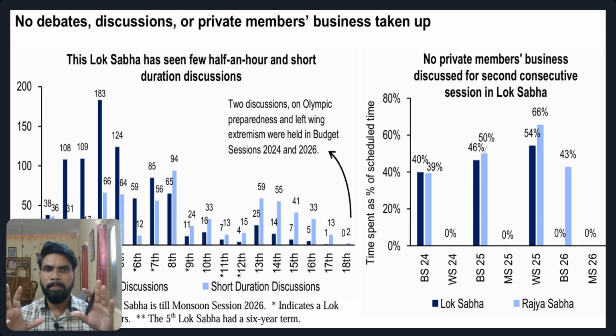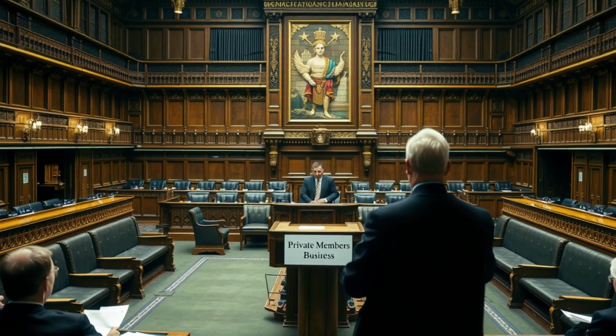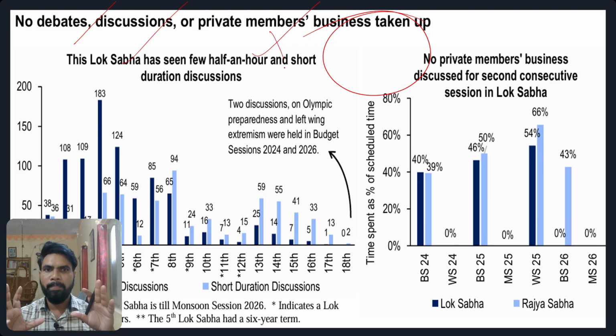Then another very important development is that no debates, discussions, or private members' business were taken up. The window given for private members is very important. Who is a private member? A private member is a person who is not a minister, including the Prime Minister. So the rest of the members of parliament, whether they belong to the ruling party or the opposition, a member of parliament who is not a minister is called a private member. It means he is not part of the executive. He is complete legislature.